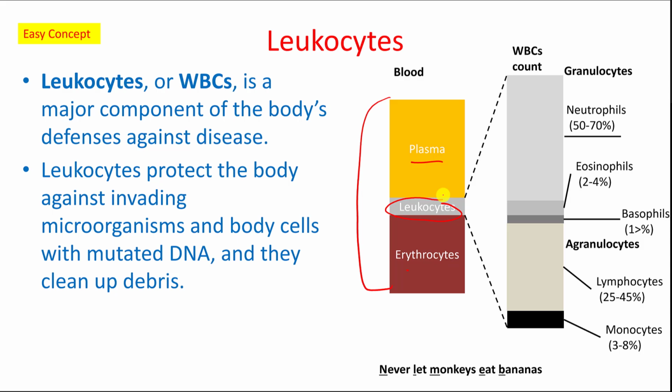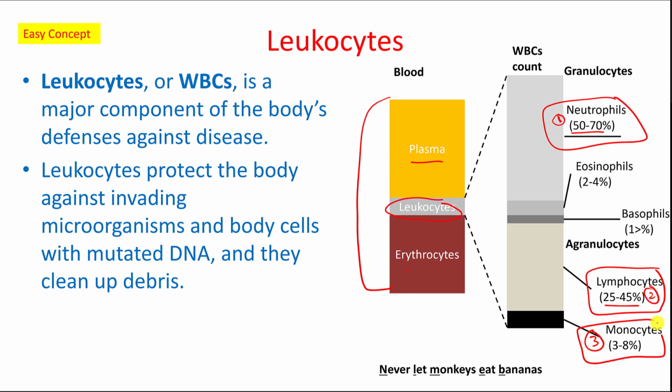And those 5 different types of white blood cells are not equally distributed, they are not the same in their concentrations or in their numbers. The most abundant group is the neutrophil, 50 to 70%. Then the second group is the lymphocytes, 25 to 45%. Then the third group is the monocytes, 3 to 8%. Then the eosinophil, 2 to 4%. And the last group is the basophil, which is less than 1% of the white blood cell count.